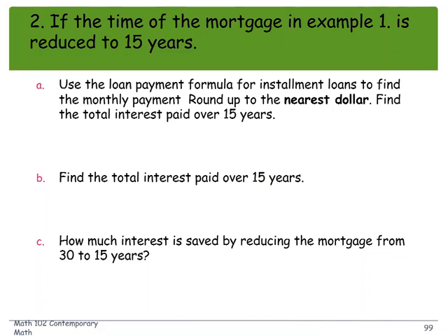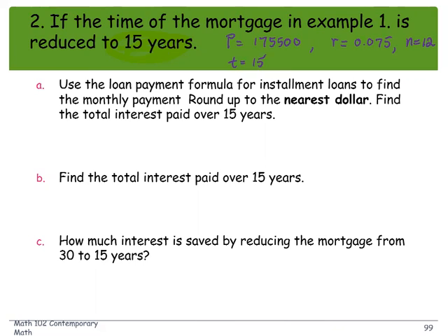Next, for number 2, if the time of the mortgage in example 1 is reduced to 15 years. In this case, the amount of the loan would be the same. So P equals 175,500. The mortgage rate is the same, 7.5% or 0.075. And N equals 12, or you pay 12 times in a year. But the T changed from 30 to 15.